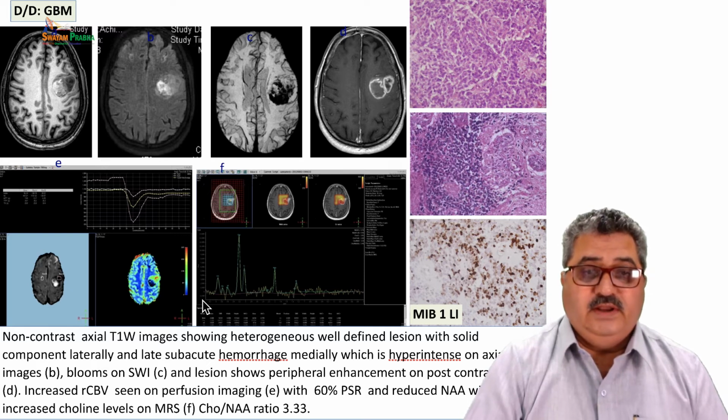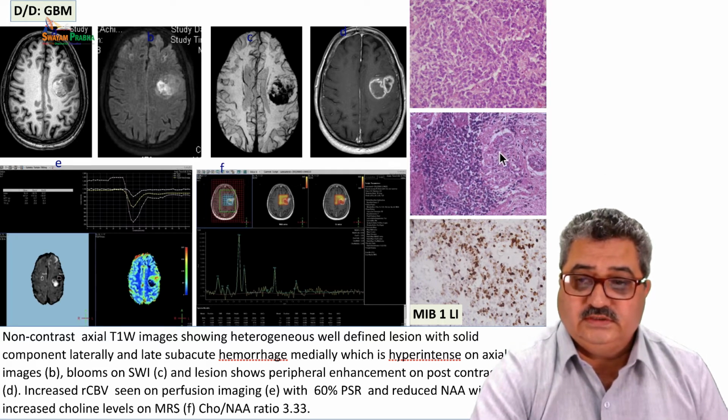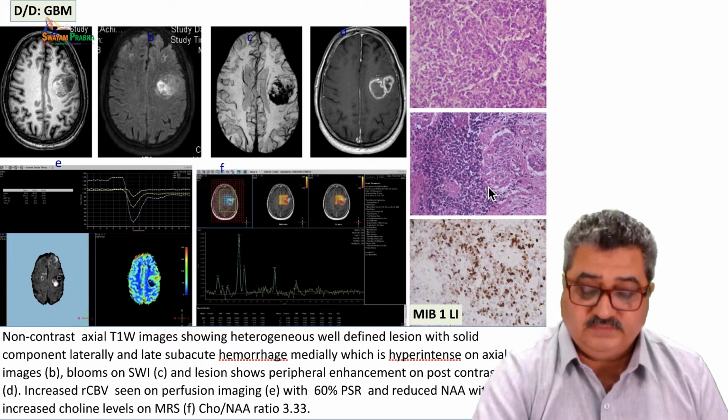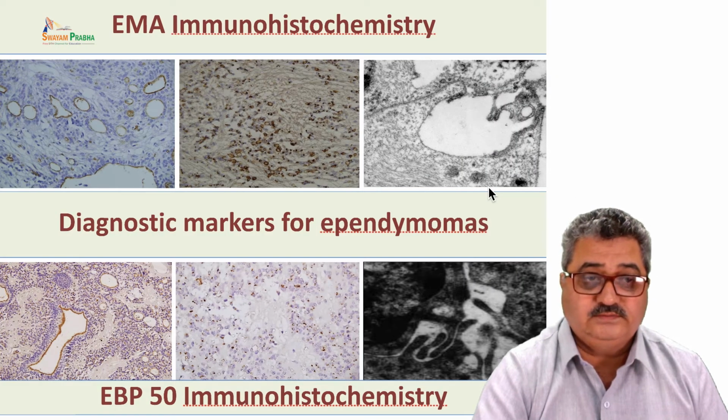Grade 3 ependymomas mimic glioblastoma both radiologically as well as morphologically. They are very cellular. They may show endothelial blood vessel proliferation, and the MIB labeling index is very high as compared to grade 1 and grade 2.